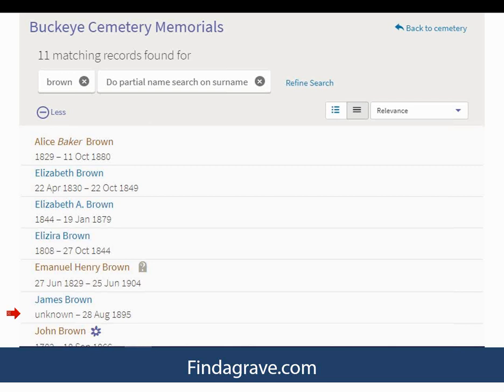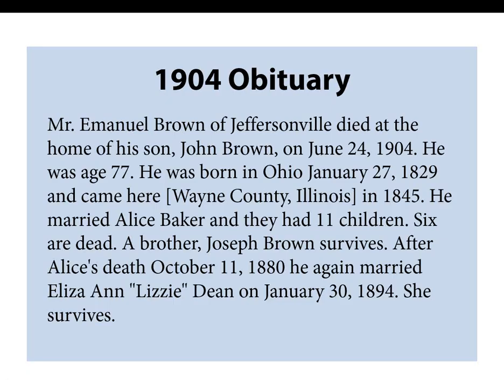So all of those people, those 9 Browns that we didn't know about before, are very important. They go on our research log, because then we know we have to look at them at some point. And when you're putting them on your research log, you have to indicate that the reason you know about them is because they were buried in Buckeye Cemetery.